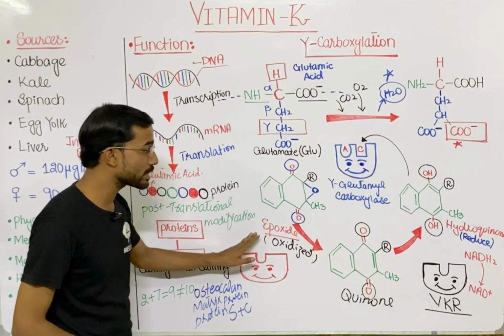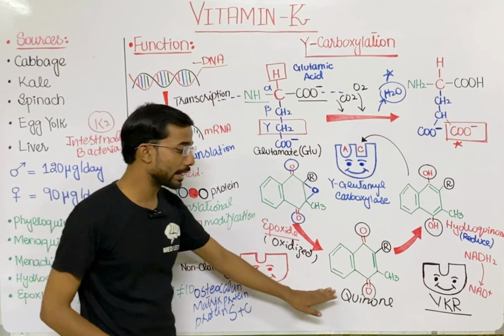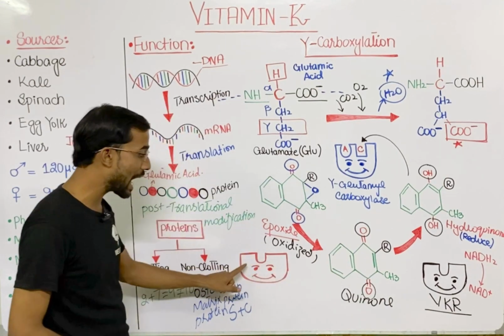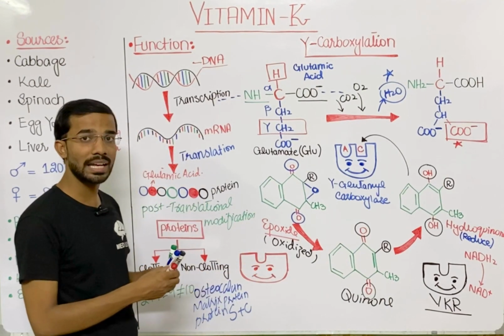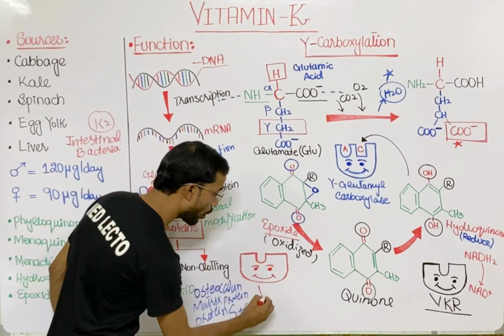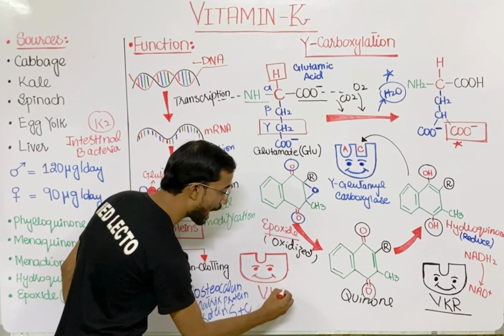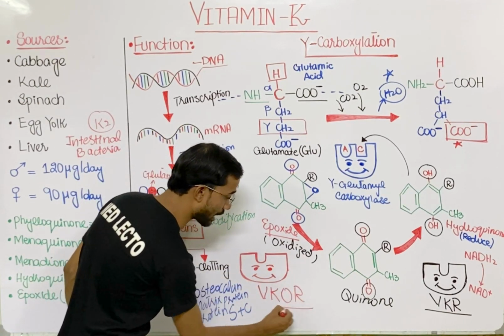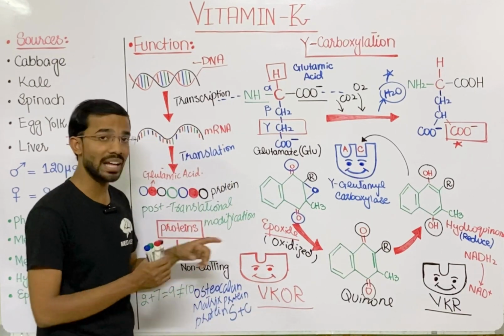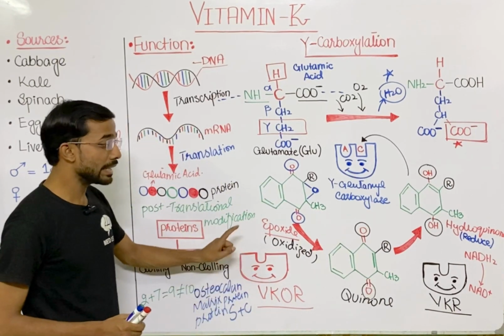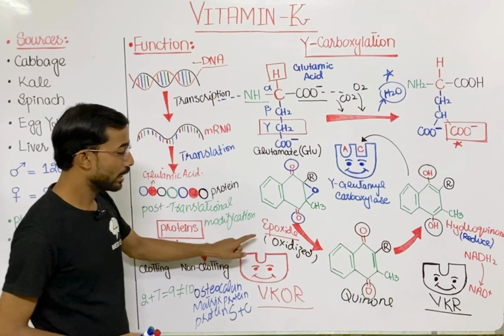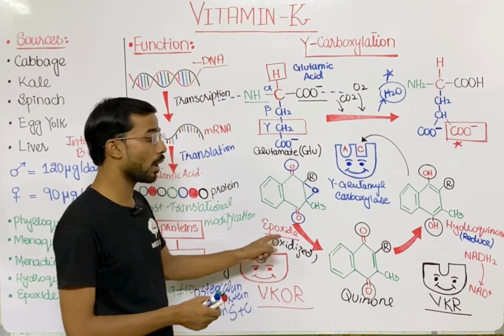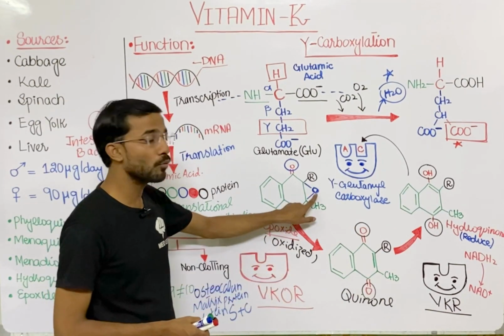Now this epoxide form again converts back into the quinone. Okay, with the help of again another enzyme, and that is the vitamin K epoxide reductase enzyme. Okay, that is the most important thing. Again in this process you will see the addition of two hydrogen atoms and the removal of the oxygen.